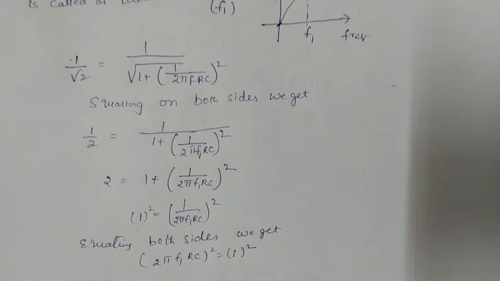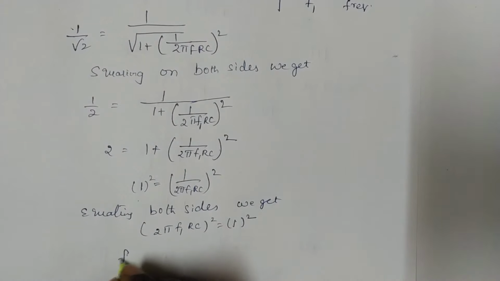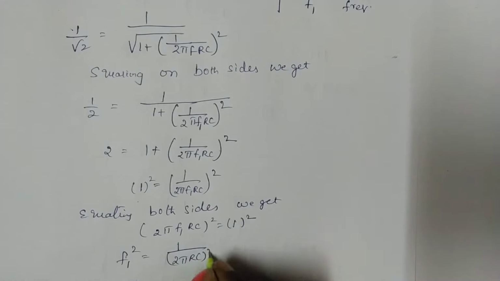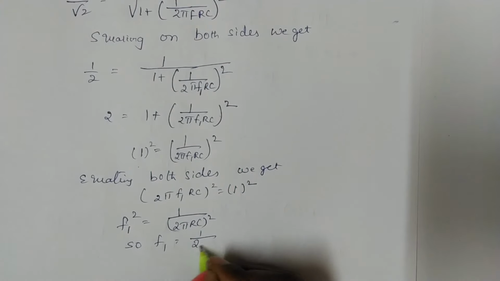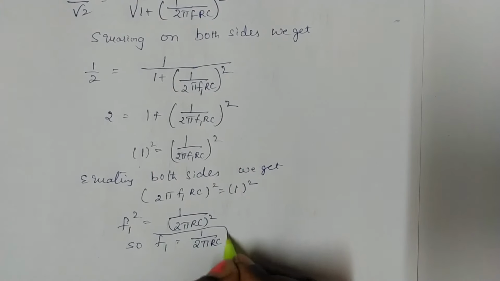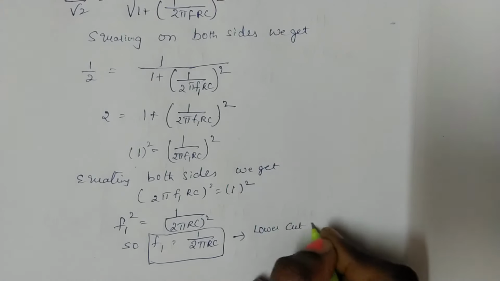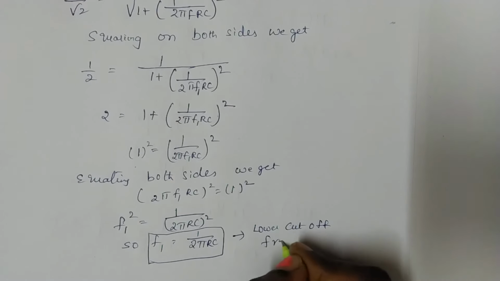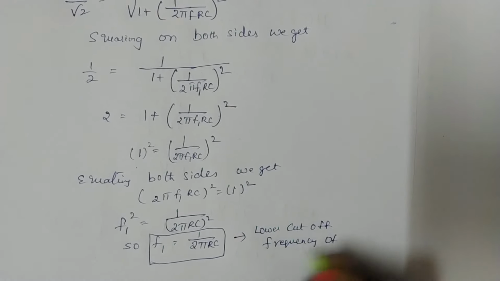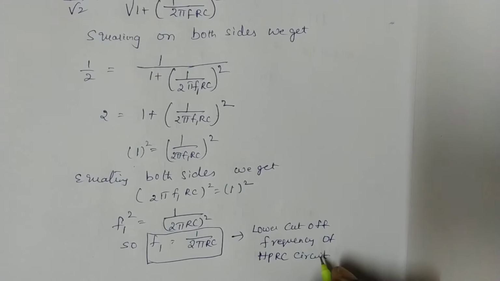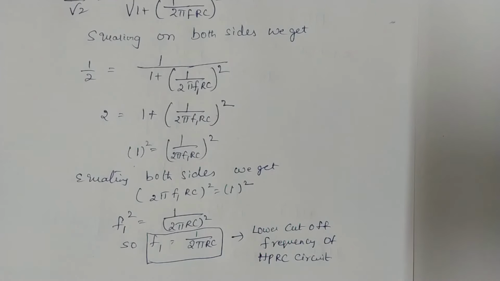Then f1 square equals (1 by 2 pi RC) whole square. So f1, the lower cutoff frequency, equals 1 by 2 pi RC. This is the lower cutoff frequency of the HPRC circuit when a sinusoidal signal is applied. This is the way we find the lower cutoff frequency of an HPRC circuit. Thank you.